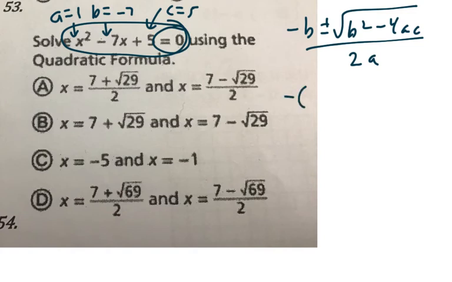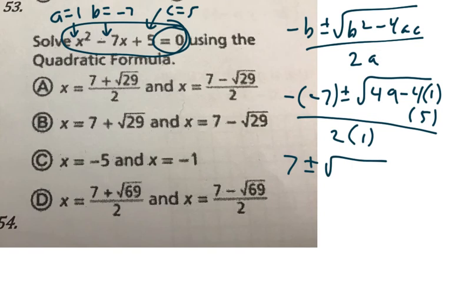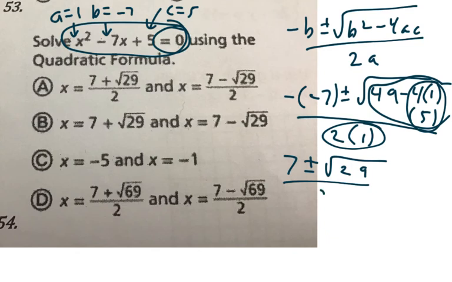So I'm going to do the negative of b, which is negative 7, plus or minus square root. b squared is 49, 7 times 7, right? Minus 4 times our a was 1, our c was 5. And the whole thing is divided by 2 times a, which is 1. So let's see what we got. We got positive 7 plus or minus square root. Now 4 times 5 is 20, 49 minus 20 is 29. And of course 2 times 1 is 2.